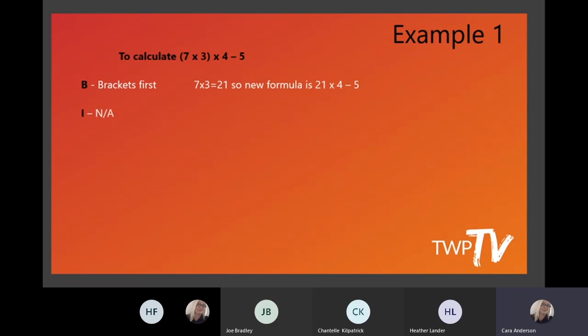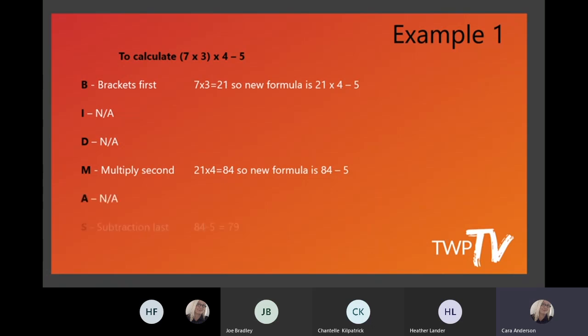There are no indices in this example, so I can ignore that. There's no division in this example. However, there is then a multiply sign, so this is what I would do next. Again, I would just ignore the minus 5 for now. So I know my part in the brackets is now 21 times 4. That whole formula is now replaced with 84 minus 5.